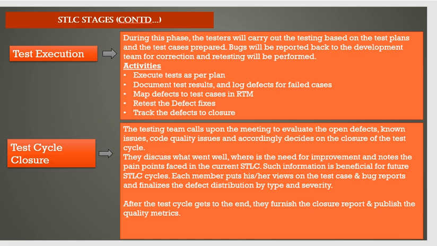Then the final stage comes, the test cycle closure. The testing team calls a meeting to evaluate the open defects, known issues, and code quality issues, and accordingly decides on the closure of the test cycle. They discuss what went well, where there is a need for improvement, and note the pain points faced in the current STLC. Such information is beneficial for future STLC cycles.